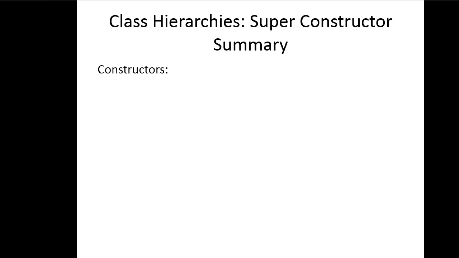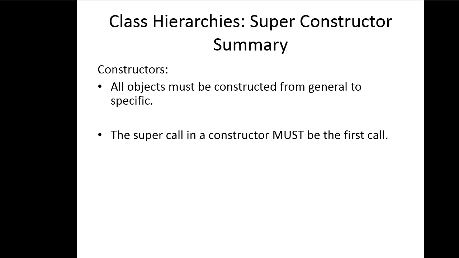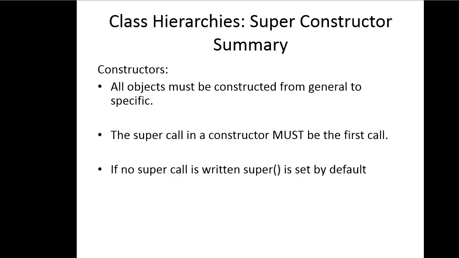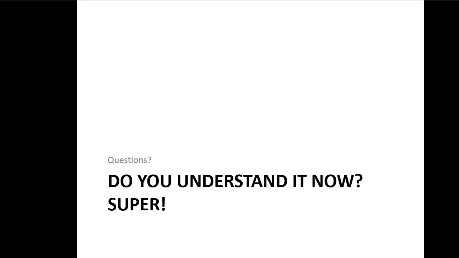So let's summarize super constructors. All objects must be constructed from general to specific. The super call in a constructor must be the first call. This is really important. If no super call is written, super with no parameters is set by default. And constructors that take parameters are called using super, and then we input the appropriate arguments. Do you understand it now?